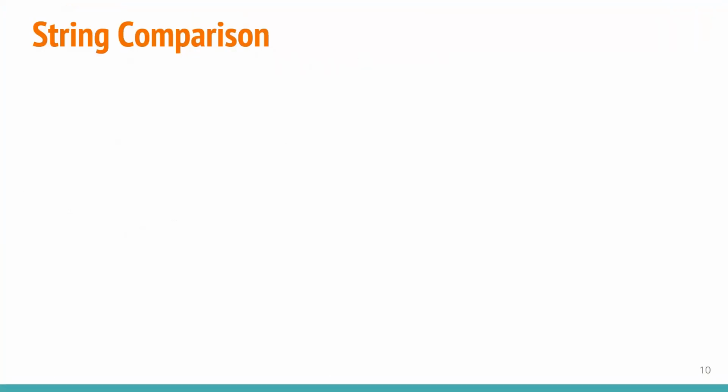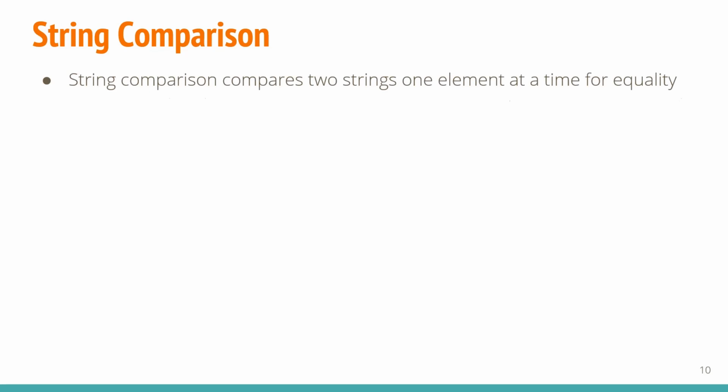Next, we will see one of the most important operations with respect to strings, string comparison. When we are studying it for the first time, this is the most confusing aspect of string operations. So let us see this carefully. What is string comparison? It's about comparing two strings, whether two strings are equal or not equal. String comparison refers to comparing two strings, one element at a time, for equality.